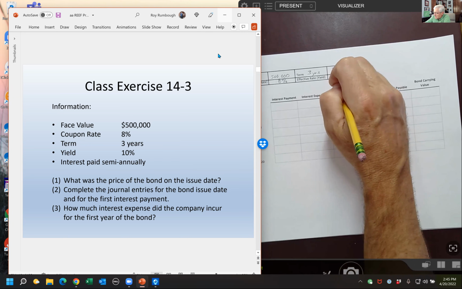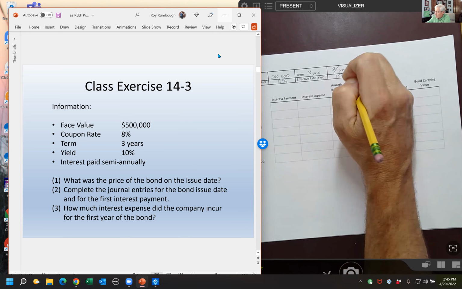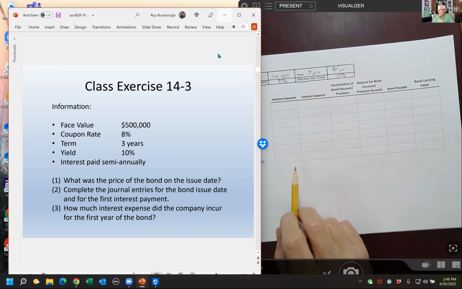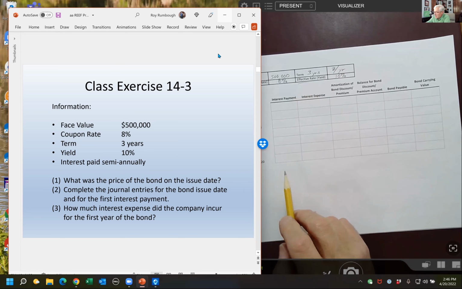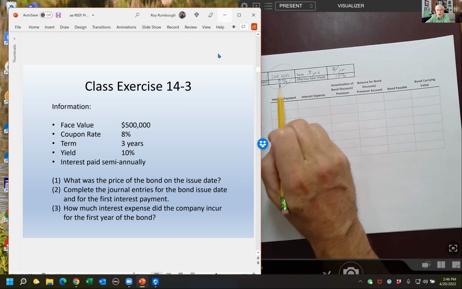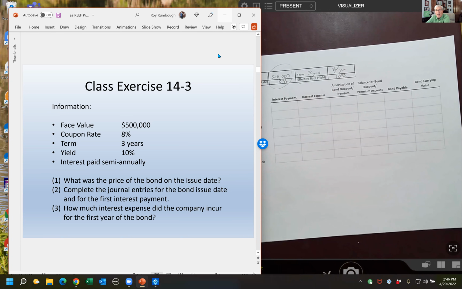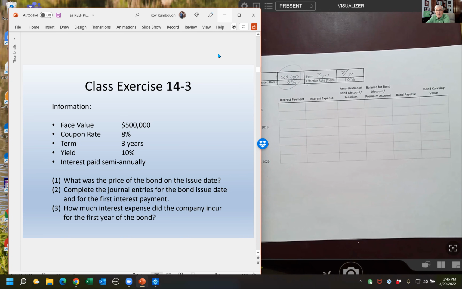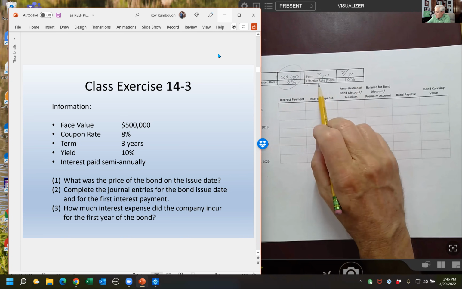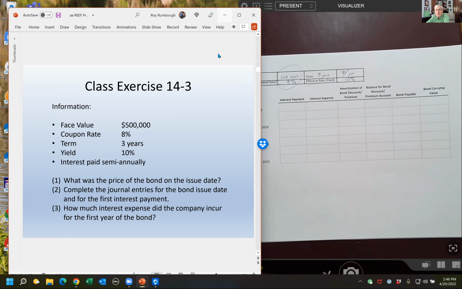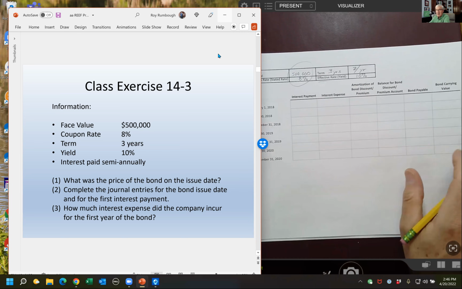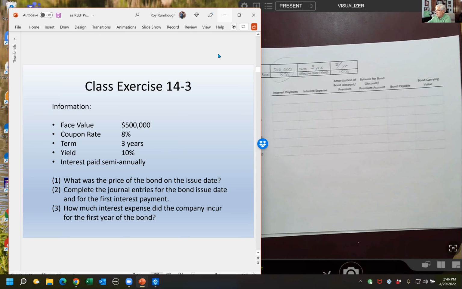And the yield is 10%, or the effective rate, or the market rate. Just keep in mind, the coupon rate determines one thing, the interest payments. The effective rate determines the interest expense. You've got to just keep that in mind. I think hopefully it should make common sense.